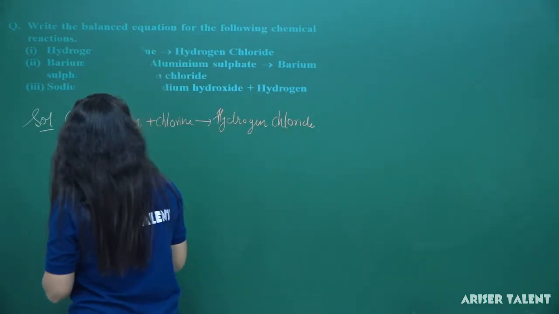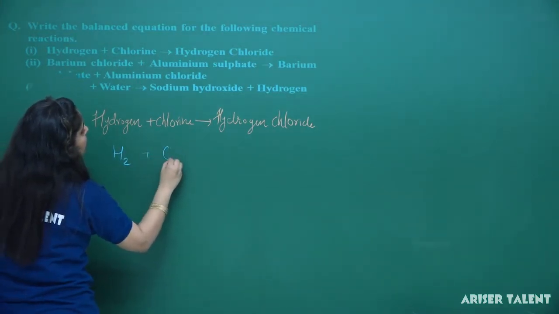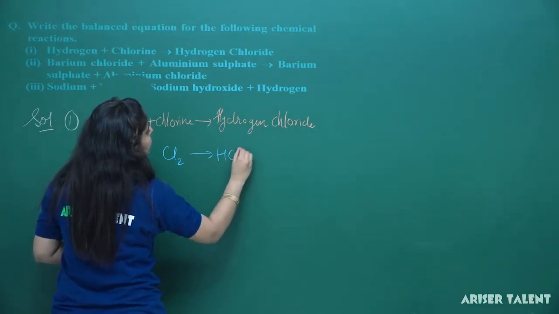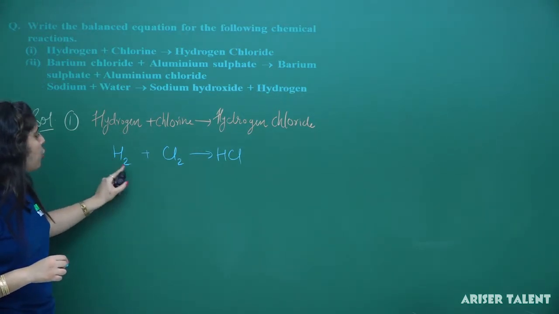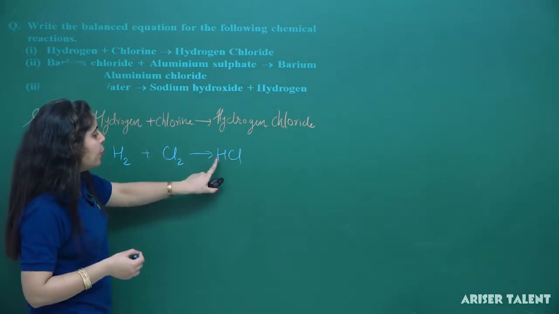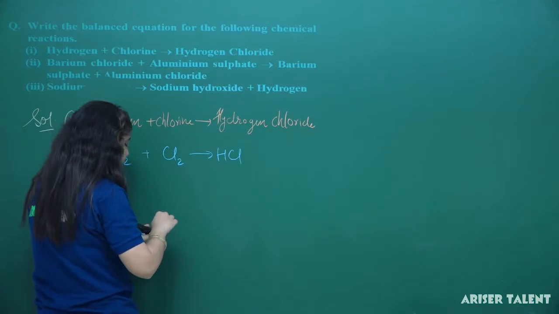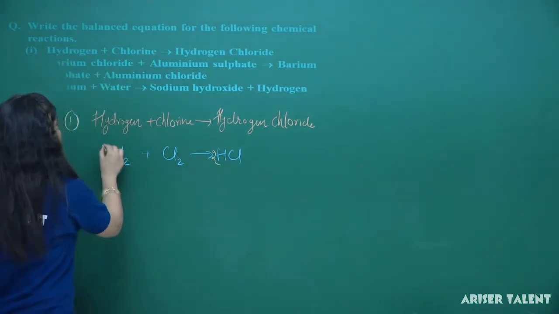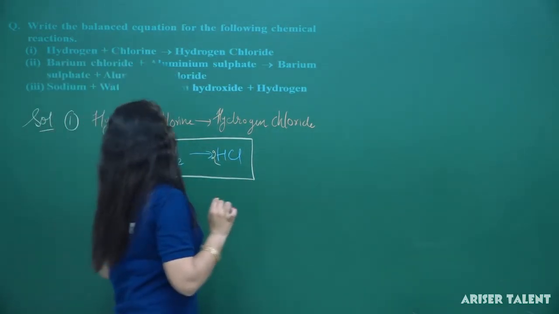Now we know that the symbol of hydrogen is H2, for chlorine we have Cl2, and on the product side we will get HCl. So what you have seen here is that we are provided with 2 atoms of hydrogen and 2 atoms of chlorine, and on the product side there will be 1 HCl. So for balancing this equation, we have to put 2 over here. So this will be the correct equation for the reaction between hydrogen and chlorine.